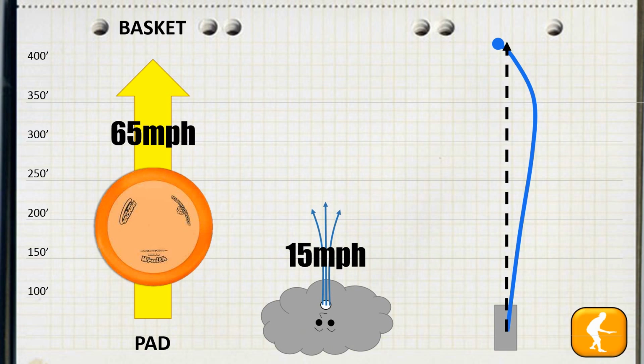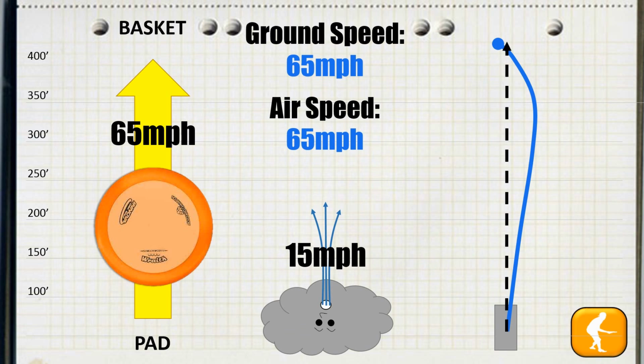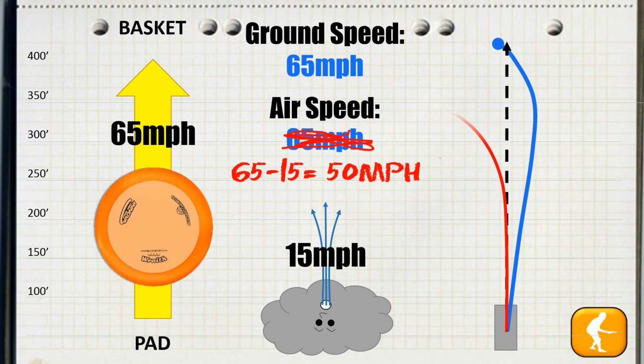Conversely, if you have a 15 mile per hour tailwind, your ground speed is 65 miles per hour, but your air speed is now reduced by the tailwind to 50 miles per hour, simulating a much slower throw and ultimately giving you less high-speed turnover and a flight that looks something more like this.